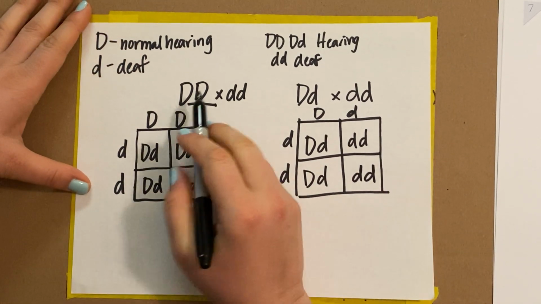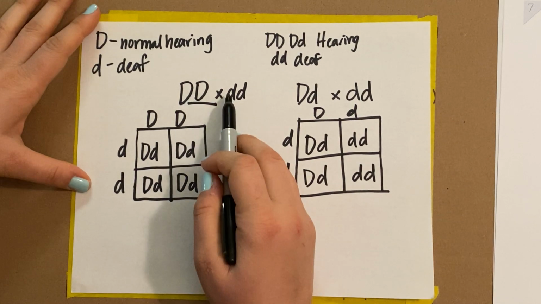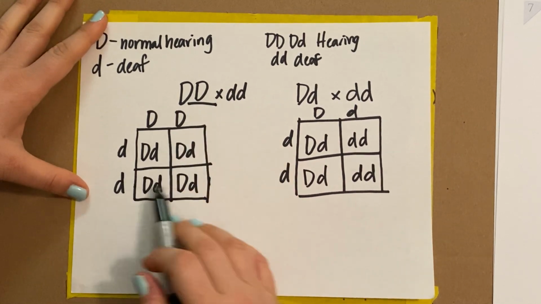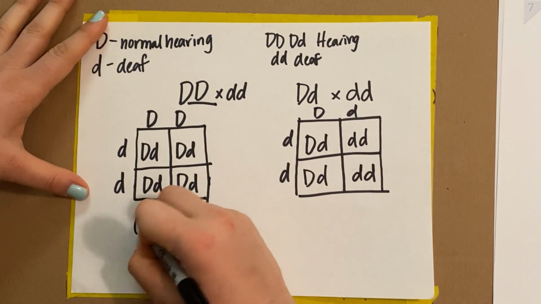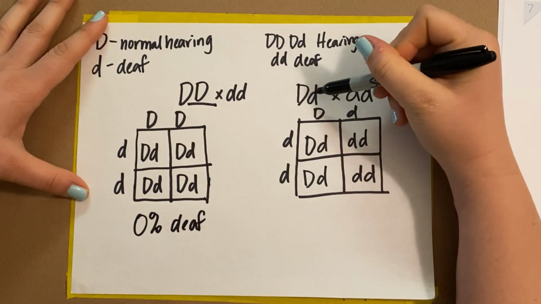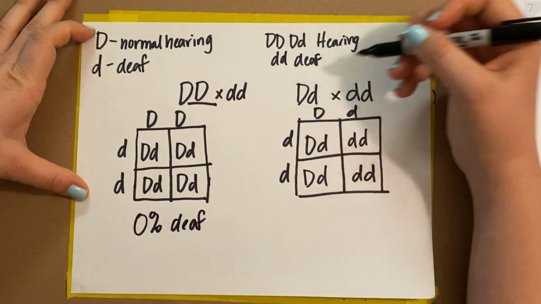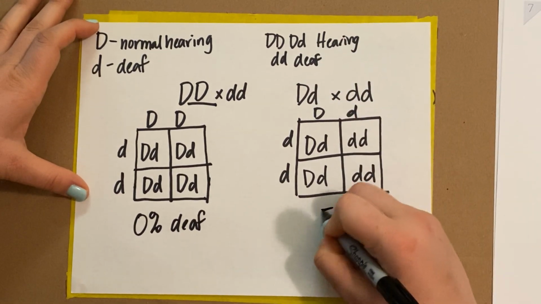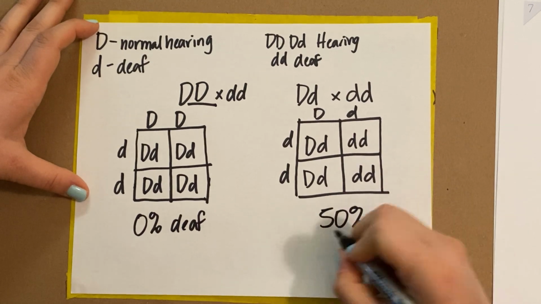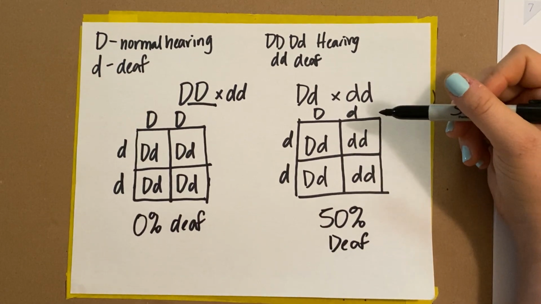Okay, so this really shows you why you'd want to have a homozygous dominant male for this cross, because none of these would be deaf. So 0% are deaf. If the male is in fact a carrier for deafness, then 50% or 1/2 would be deaf. Okay, so this is the kind of male you would not want to use in this cross.